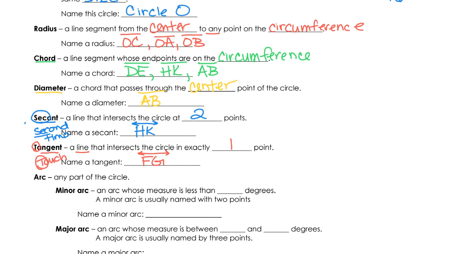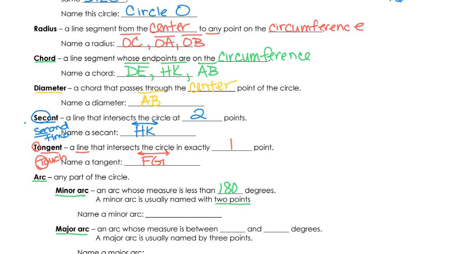Okay. All right, an arc is any part of the circle. All right, so any part of the curved part of the circle. There's two different arcs. One's a minor arc and one's a major arc. A minor arc is an arc whose measure is less than 180 degrees, so less than half the circle. A minor arc is usually named with 2 points.